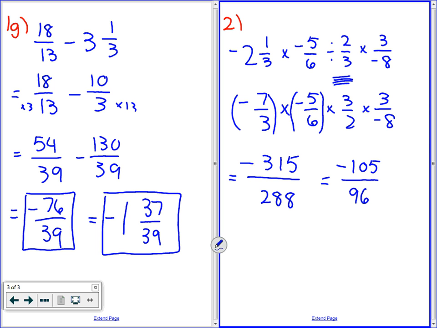We don't know. We're going to try again. Sorry, Rory, I forgot your name there. Can you divide both those by 3 and let me know what we get? 105 divided by 3 is 35. -35, yeah. 96 divided by 3 is 32.